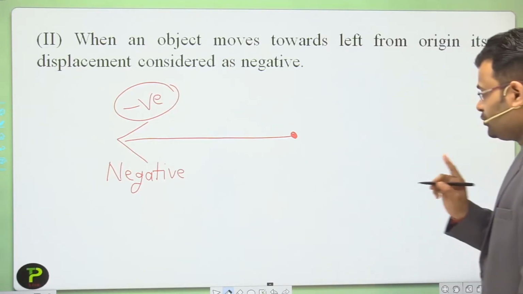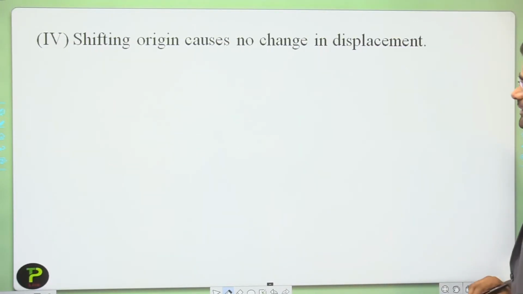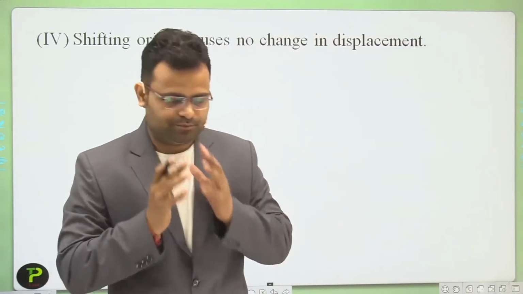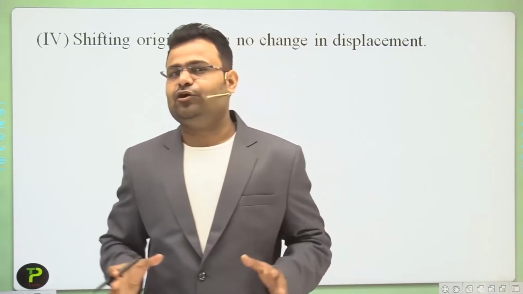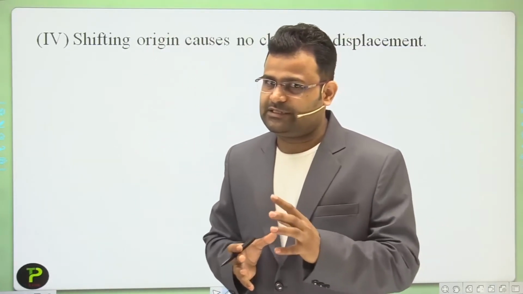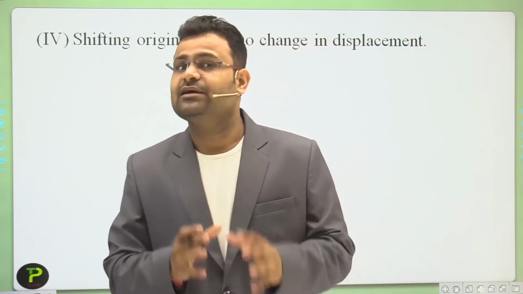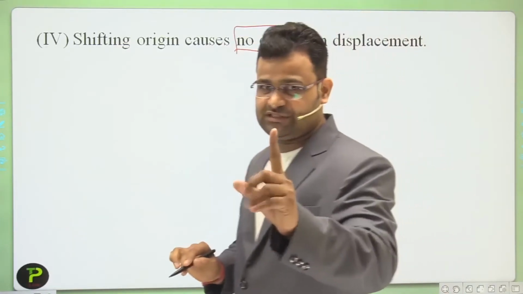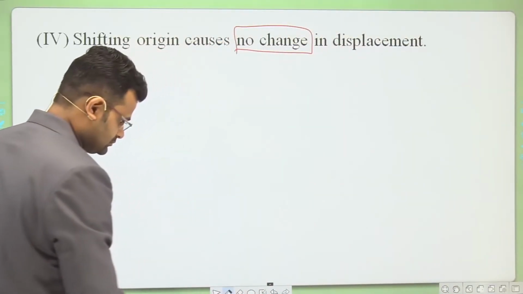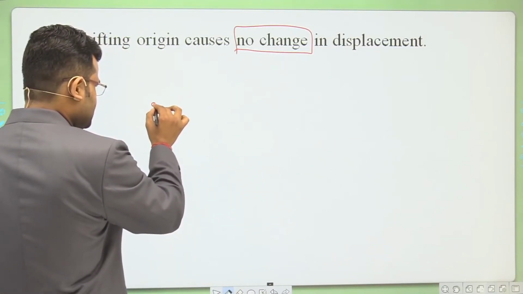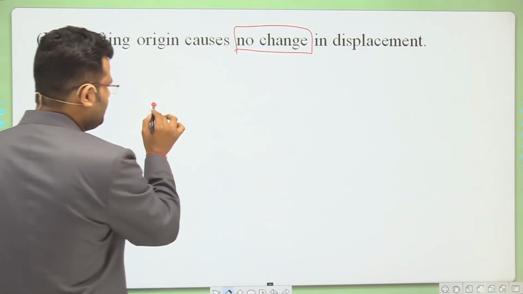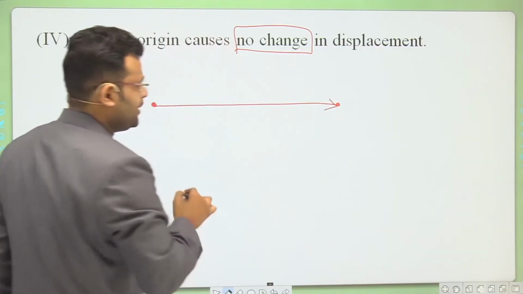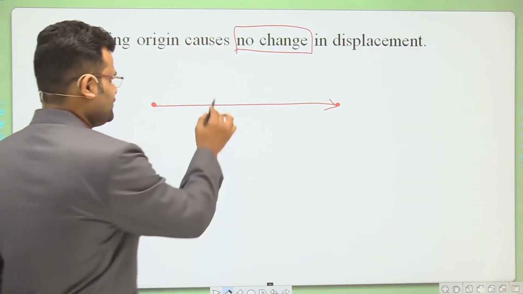Okay, students. Now, two points are clear, and the next point says shifting origin causes no change in displacement. Dear students, if you change the origin, what happens with distance and displacement? Displacement has no change, but distance will be changed. Let's suppose that is the origin point, and you are moving in that direction. Now calculate the distance. Distance is 5 meter.